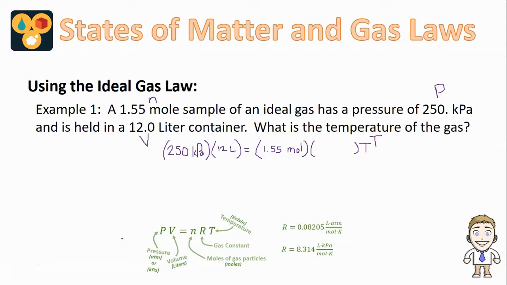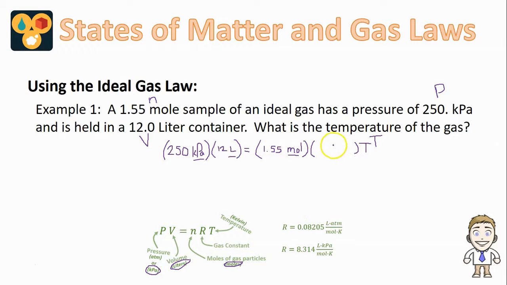So I went ahead and plugged in all of these numbers, 250 kPa, 12 liters, and 1.55 moles. Now, with the ideal gas law, it's extra important to check your units to make sure that the units are acceptable. So my pressure, I've got kPa, that is an option. My volume is supposed to be in liters, that works. Moles, of course, is going to be in moles. So all the units line up.